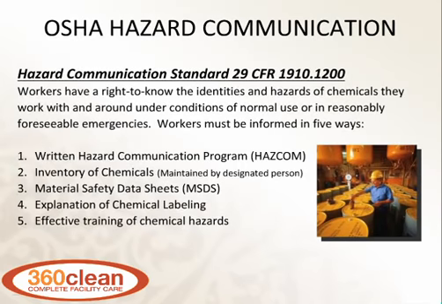The OSHA Hazard Communication Standard, or HAZCOM, ensures the workers' right to know not only the identities, but the hazards of the chemicals they work with and around under normal conditions of use, and in reasonably foreseeable emergencies. We must be informed in 5 ways at work. 1. Written Hazard Communication Program. 2. Must have an inventory of chemicals. 3. Must have material safety data sheets. 4. Must have an explanation of the chemical labeling. And 5. Must have effective training of chemical hazards.